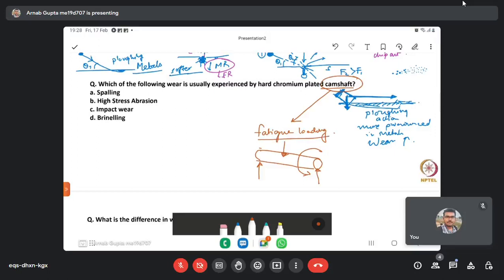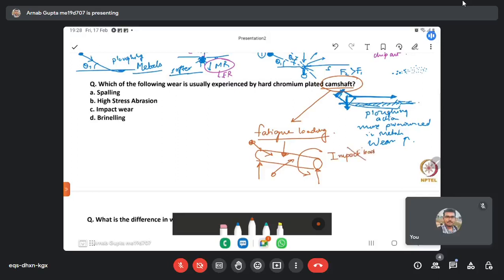Sir, impact wear. In impact wear, you should have some impacting body over here, right, which will come and hit this surface at high velocity or with a high mass of particle or something will impact on this surface. But that is not happening here, right? You're not subjecting it to an impact load. There's no impact load here.